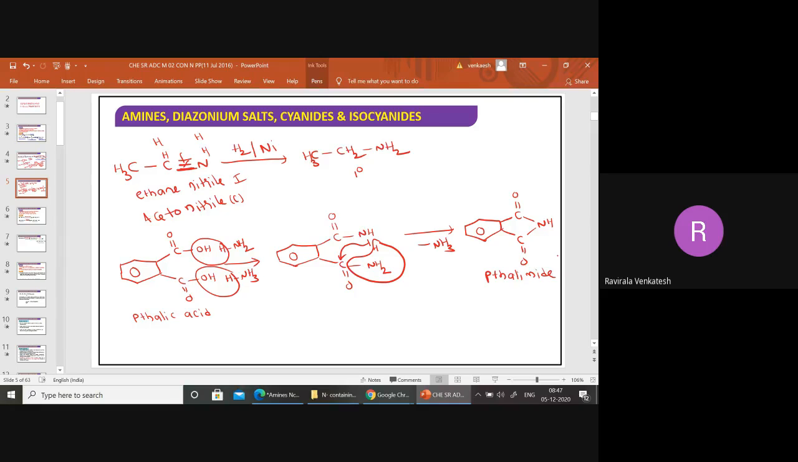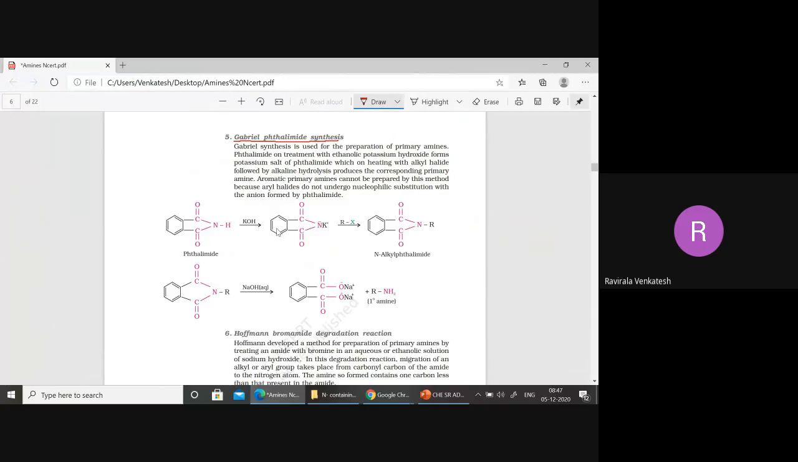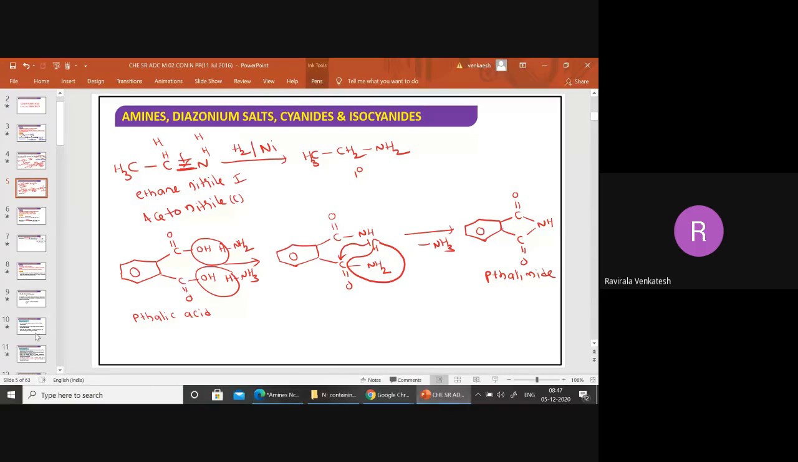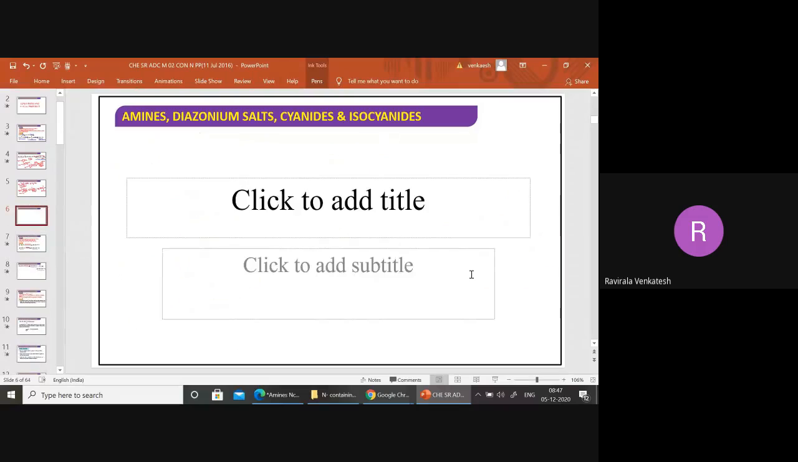In the textbook they have given this phthalimide. Now let me take the further reaction, how the reaction takes place with this phthalimide. Some important things are there. These questions are very important in this reaction.